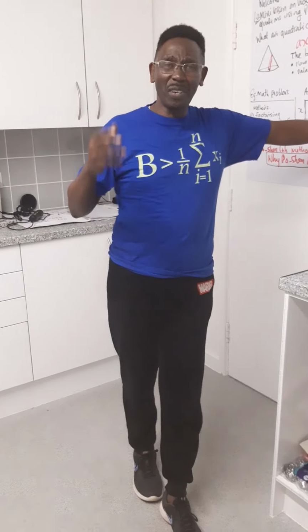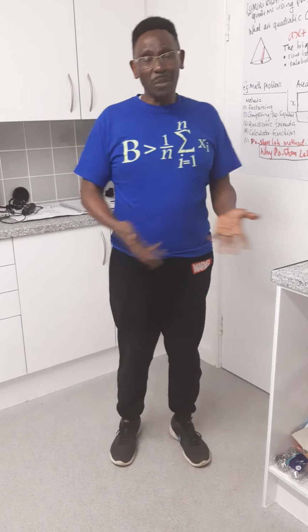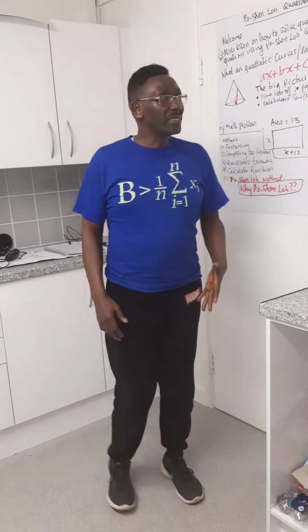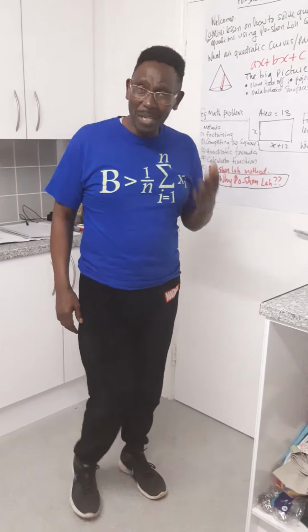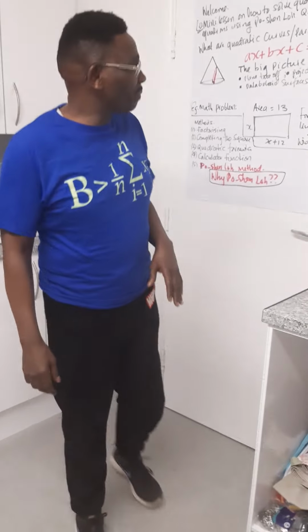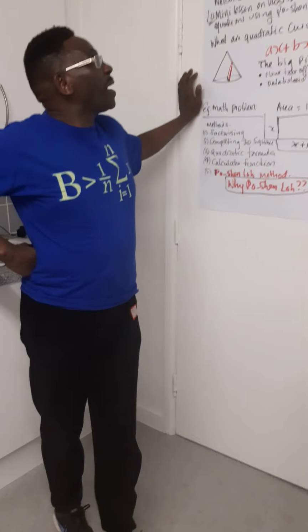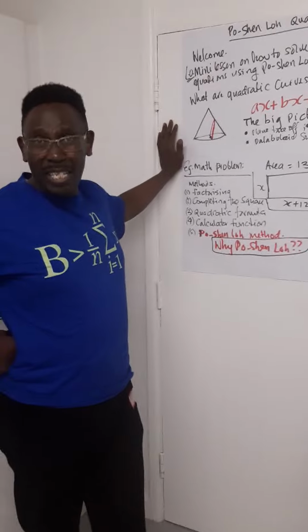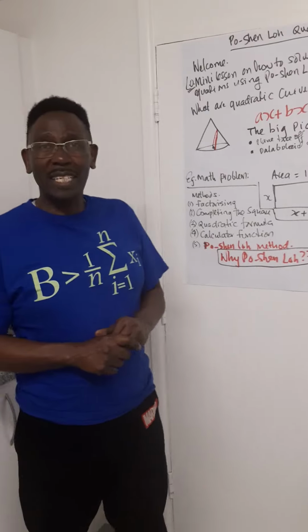Oh, that was good. Did you see the shape of the rope when I was jumping? Those are quadratic curves, the shape of the rope when it's perpendicular to the floor. That's quadratic curves, or they're also called parabolas. Now, today we're going to learn about quadratic equations, especially how to use Po-Shen Loh method to solve quadratic equations.